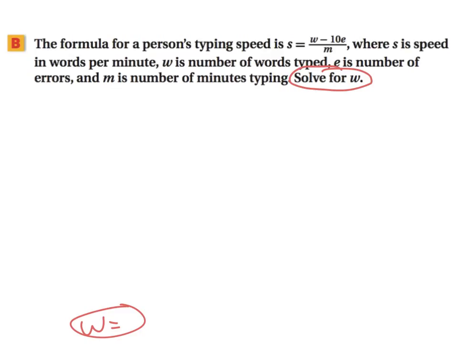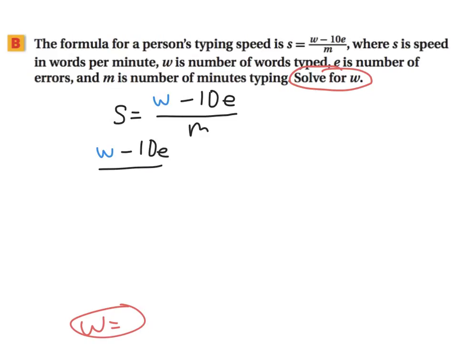So let's go ahead and write this down. It's S equals, and I'm solving for W, so I'm going to put that in blue: W minus 10E over M. Okay, let's get to it. Right away I switch this thing around because I want to isolate W on the left. W minus 10E over M equals S.